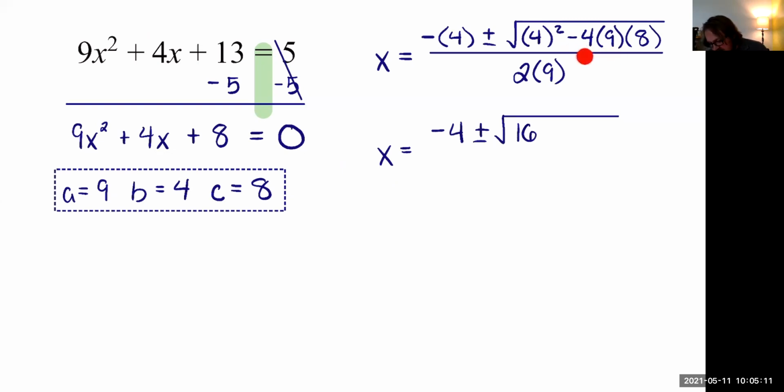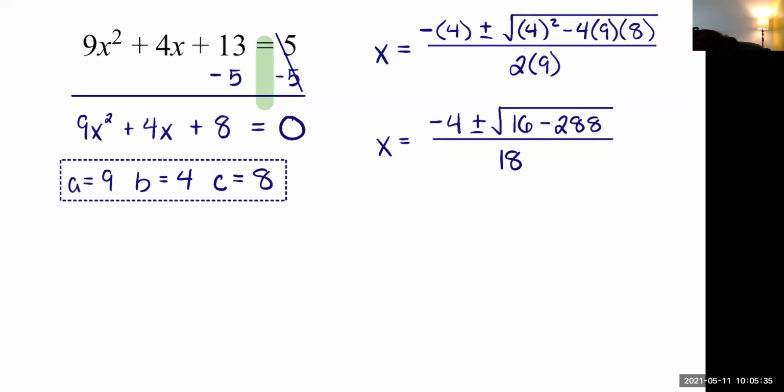Negative 4 times 9. I believe it's 36, negative 36. Take that negative 36 times 8. Negative 288. All of this is over 2 times 9, which gives us 18. Anything alarming yet? Still seems pretty normal. So we'll keep going.